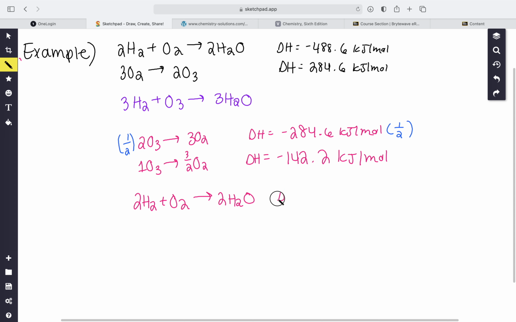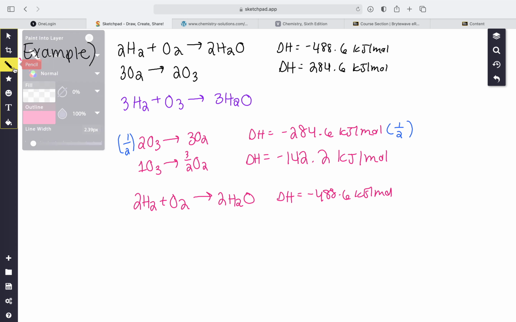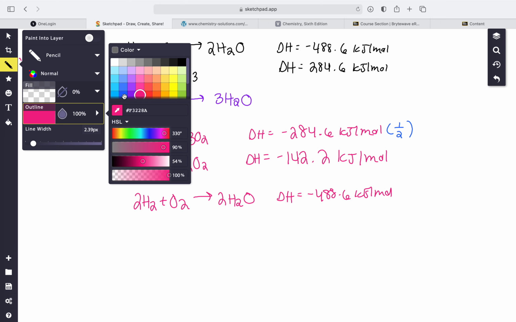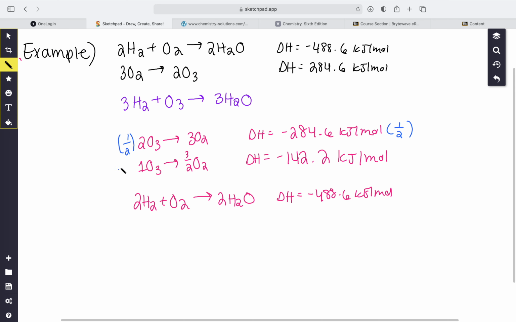I'll write down the enthalpy too, just so that we have that. Negative 488.6 kilojoules per mole. Alrighty. So I'm going to multiply that, and we're going to do 3 over 2, right? Yes, 3 over 2, so we can cancel this, cancel that, and we just get left with 3. This is also going to get multiplied by 3 over 2, so that's going to be 3, and then this will also be 3 over 2. And finally, this will be multiplied by 3 over 2.